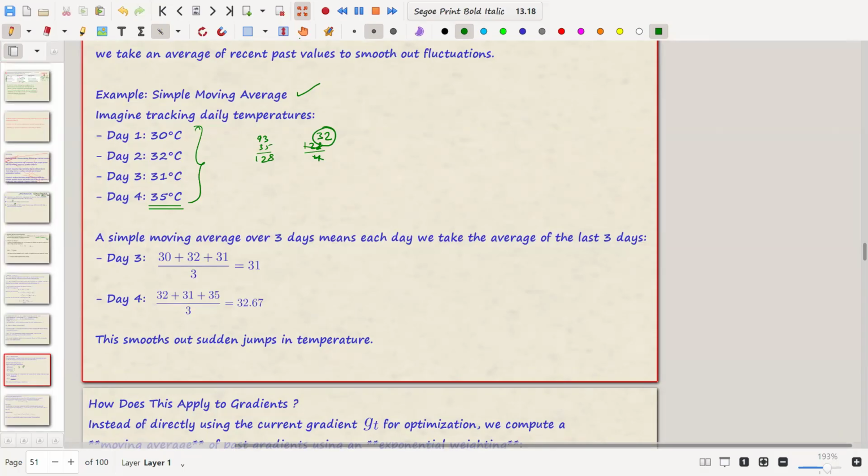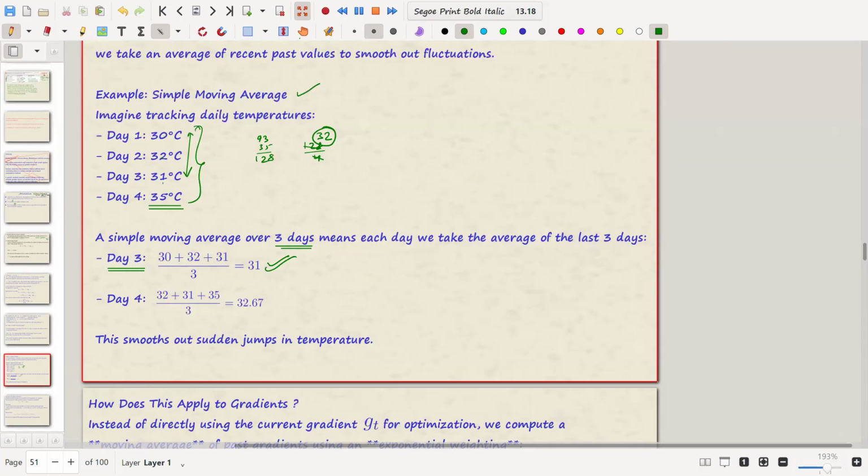Okay, fine. So now we will see a simple moving average, or the leaky average, over 3 days. Over 3 days, you want to see the moving average. What we do is that each day we take the average of the last 3 days. So for day 3, average over the previous values: day 1 plus day 2 plus day 3, 30 plus 32 plus 31, divided by 3, 31 you got on day 3.